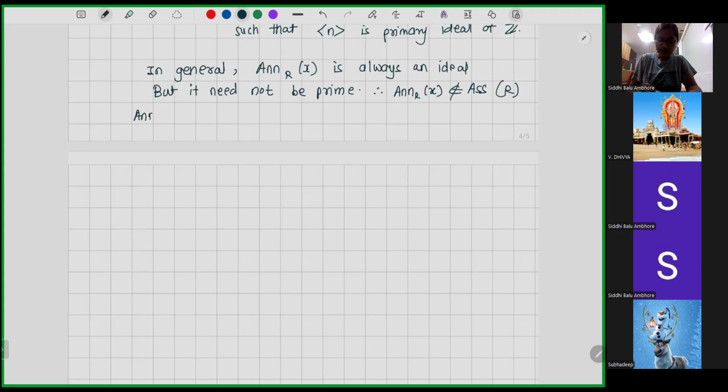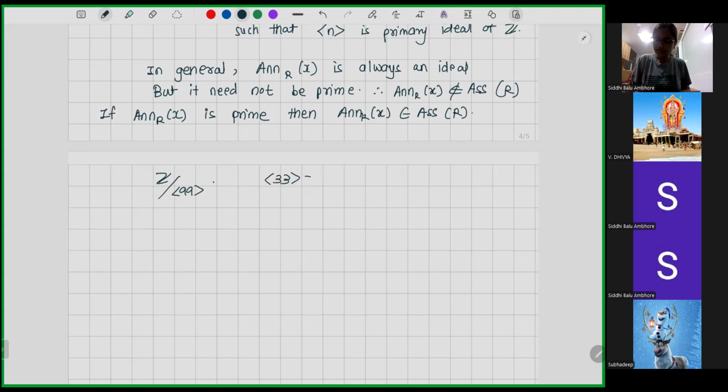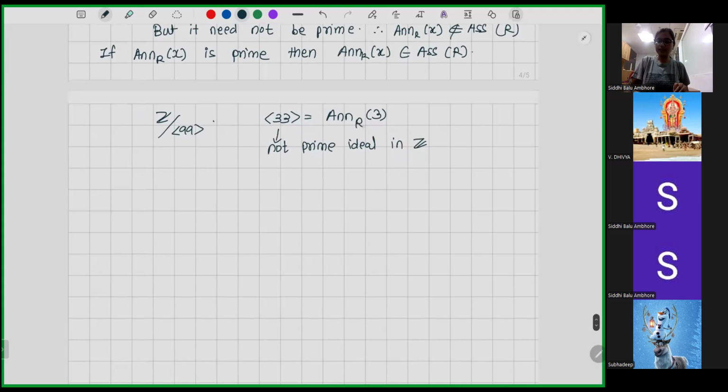So annihilator ideals, if prime, then they are associated primes. Is this clear? Because see, under this Z mod 99 which we take, 33 is the annihilator of element 3, right? But this is not a prime ideal in Z. Therefore, even though this ideal generated by 33 is the annihilator for some element, it's not a prime ideal. So we don't consider it as an associated prime of the ring Z mod 99. Is this clear now?